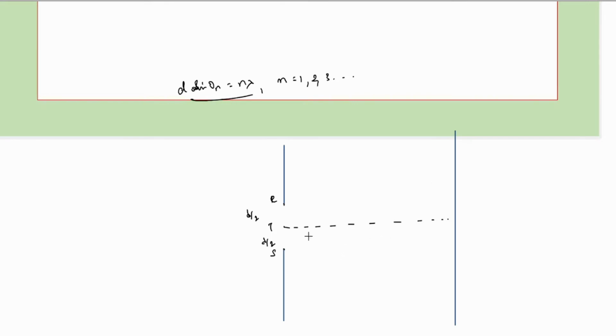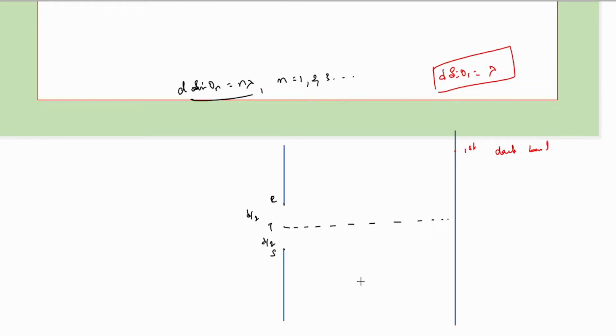Now what you can do here is, if you look at a given point here, and if this point is the first dark band, then the condition is d sine theta 1 is just lambda. So we need to find out why you get a dark band here.